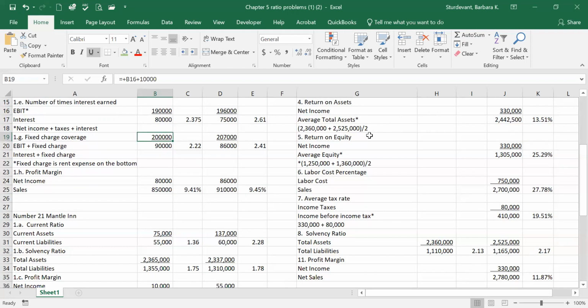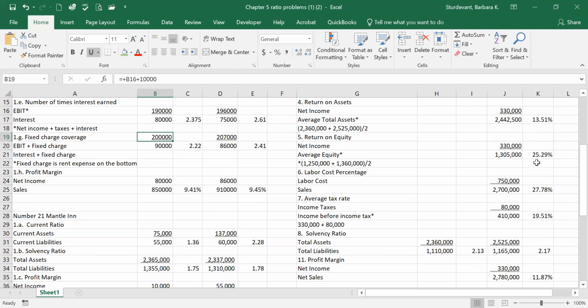So we're going to do the same thing on our equity accounts. And again, this balance sheet is set up nice, so it has our totals. If you have to find the equity accounts, just make sure you add up common stock, APIC, retained earnings, and if there's treasury stock, as there is with this one, it's subtracted off. So you're going to average the two. That's your average equity. Divided into net income gives us 25.29%.